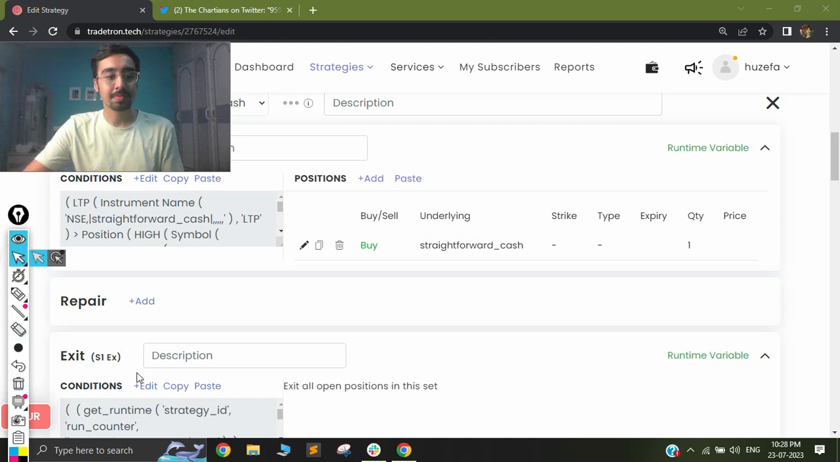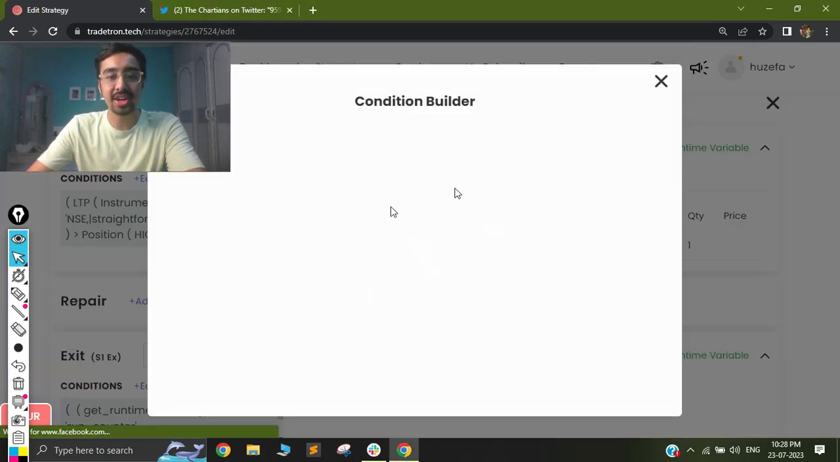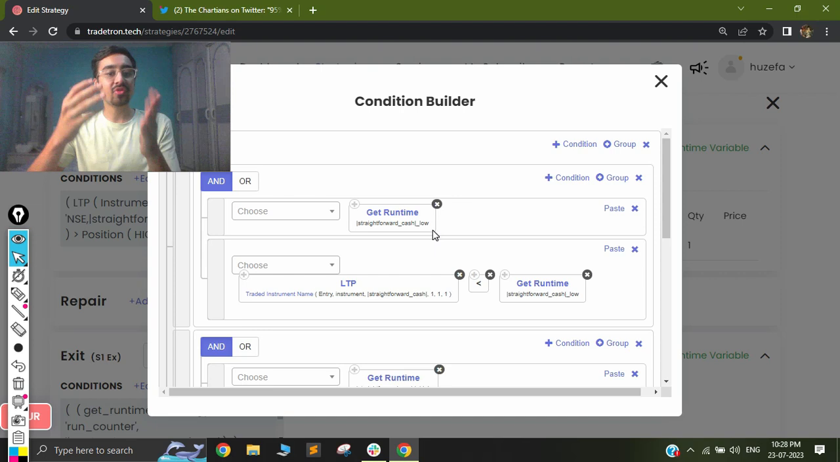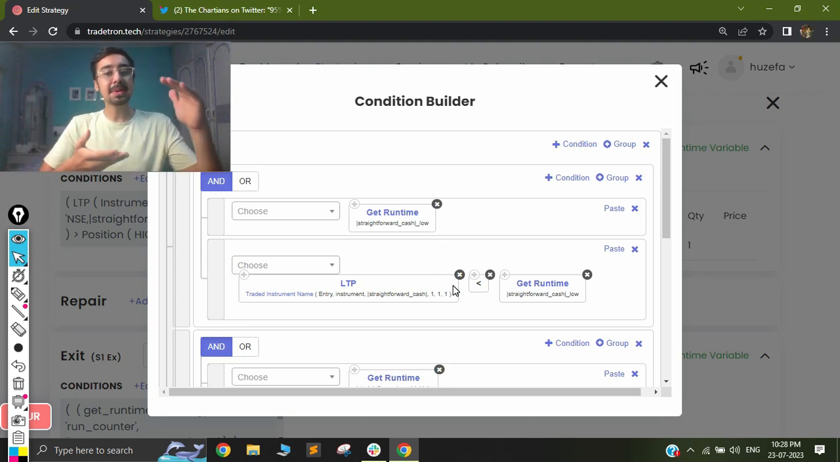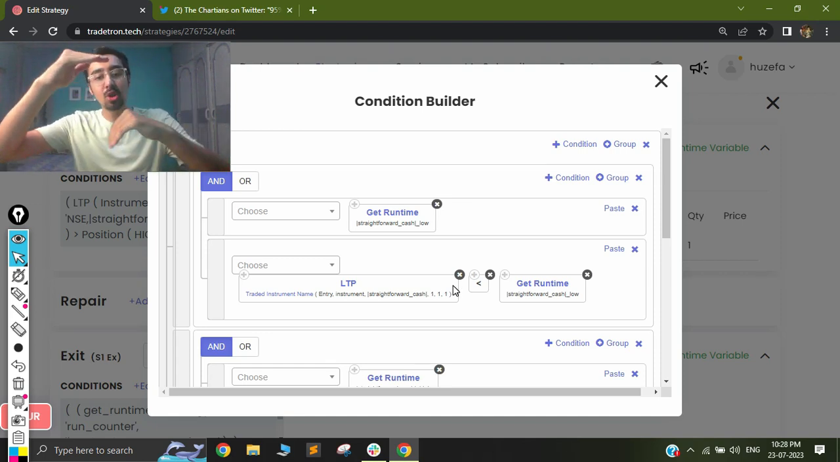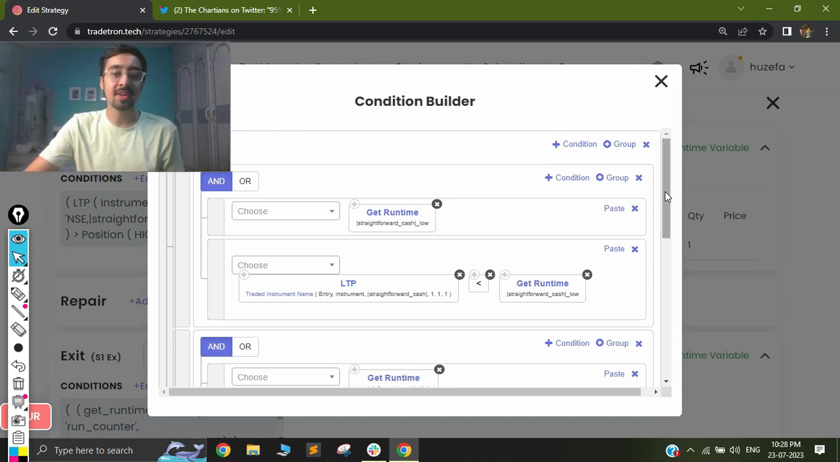So in my exit conditions, I have some conditions that I have built out here, which is basically that I'm checking the low of the candle. So I'm first checking if my straightforward cash low exists or not. After that, I'm checking if the LTP is less than the low. So in case I've taken a long trade and it goes below the low, in that case, I will take a stop loss and I will go out of the trade.